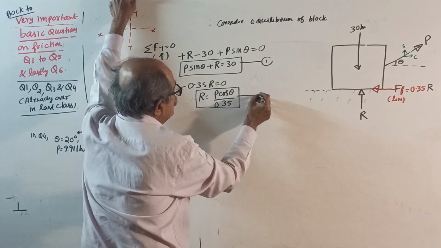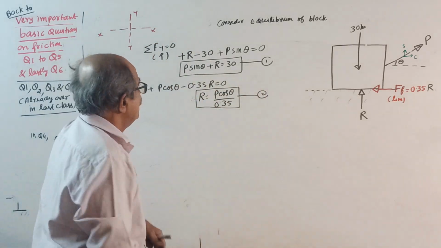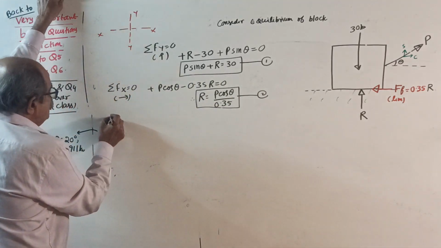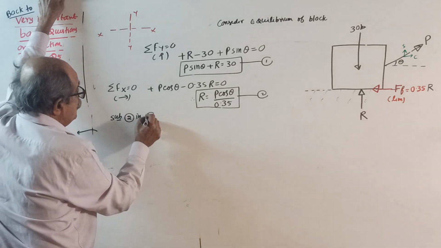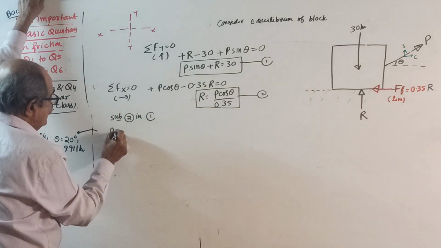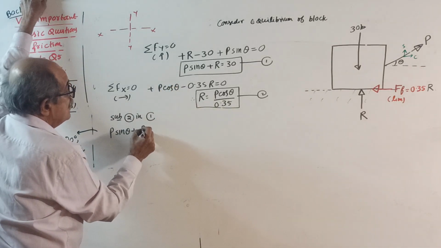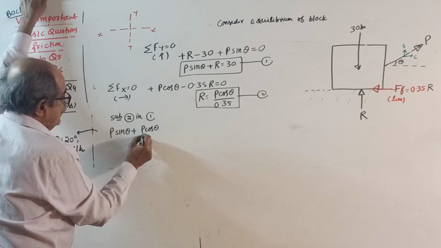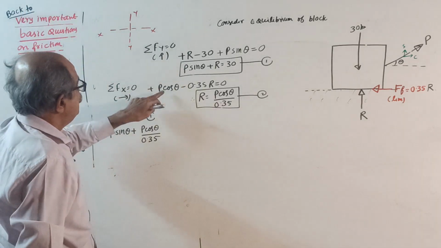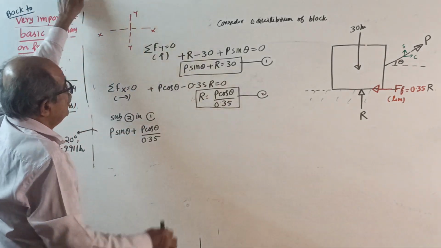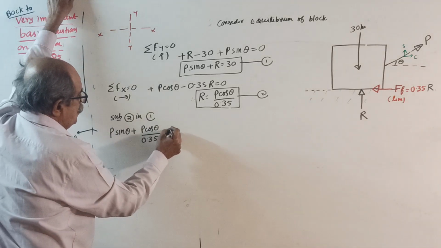This is R, equation number 2. Because our purpose is to find P, replace R in terms of P. Now, substitute 2 in 1. What do you get? P sin theta plus R, which is P cos theta divided by 0.35, equal to 30.